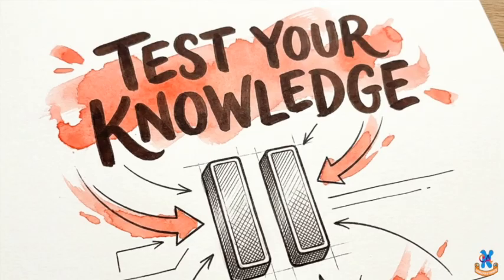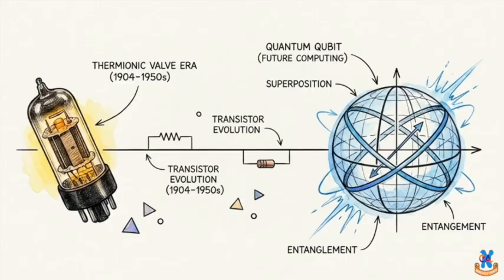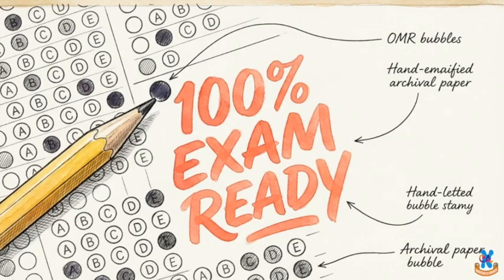Time for some active recall. Pause the video right now. Match the hub, the switch, and the router to their correct OSI layers. From the heat-generating vacuum tubes of the 1940s to microscopic entangled qubits, mastering these core hardware and software concepts gives you a distinct advantage on competitive exams.